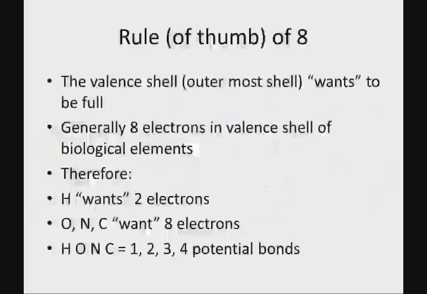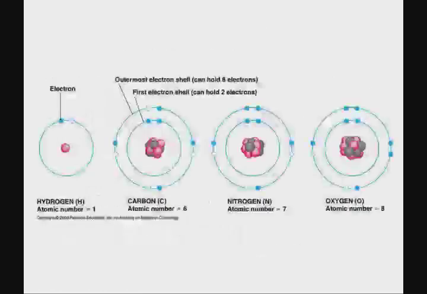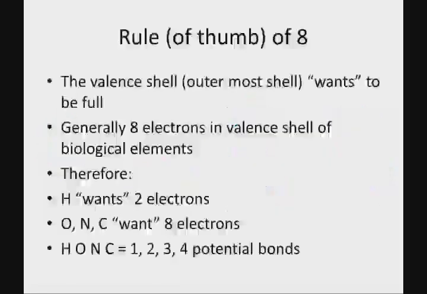And what this is going to lead us to is called the rule of 8. It's really kind of a rule of thumb, but for a lot of biological chemistry, this works pretty darn well. And the idea is that the valence shell, that outermost shell, wants to be full. So there's a tendency for these atoms to fill their outer shell. They want to have that outer shell full. And so generally that's going to be 8 electrons in that valence shell in biological elements. So hydrogen wants 2 electrons. O and C want 8 electrons, because hydrogen is a special case because it only has that very first shell and it only has room for 2 electrons in that. But generally the rule of 8 is what applies.